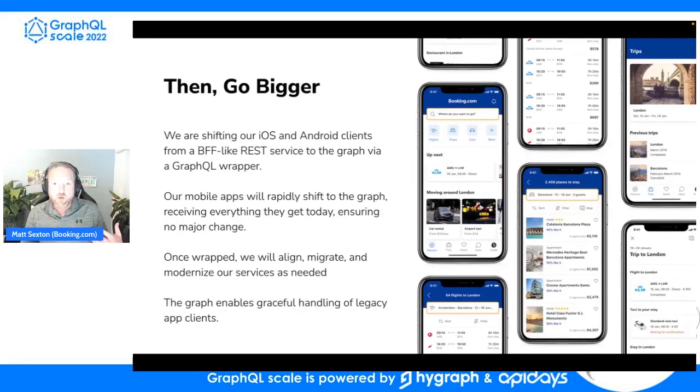The next step is we started shifting our mobile, our iOS and Android clients over to using the graph. We have a BFF in place that the mobile apps have been using for quite a while, but that was creating a bit of problems for us because some of the data wasn't accessed the exact same way between app and web. There were some discrepancies there. Whenever we needed to make a change, it required changes in multiple places, for multiple deployments. So we wanted to get the apps over to the graph as well.